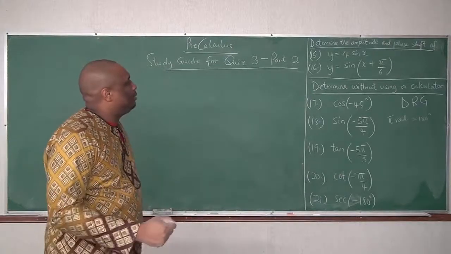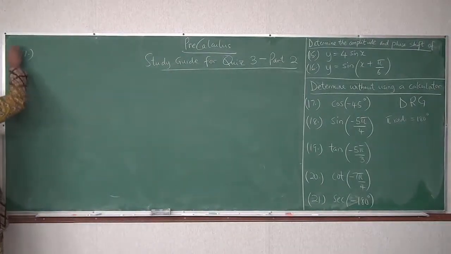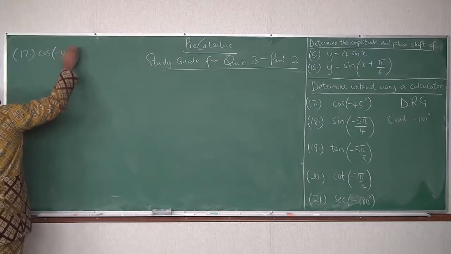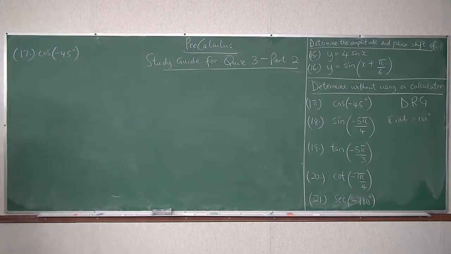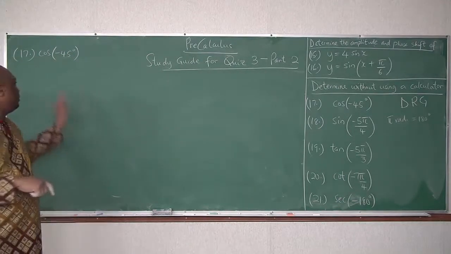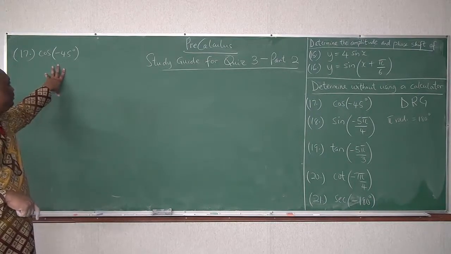All right, now 17, we have cosine of negative 45 degrees. So what do we want to do first? We want to find the coterminal angle of this negative 45 degrees. Let's find the coterminal angle.